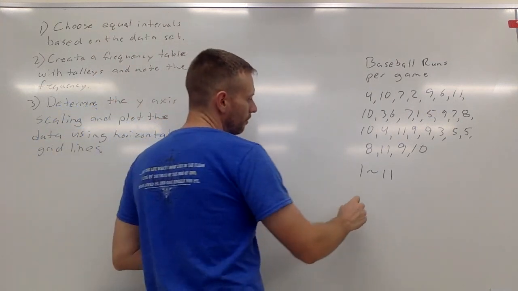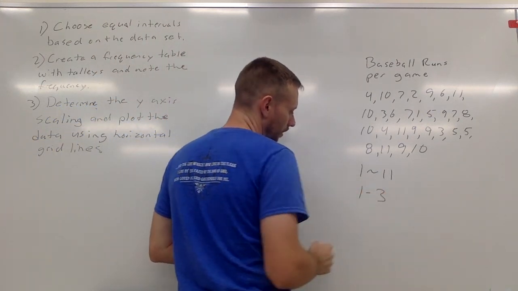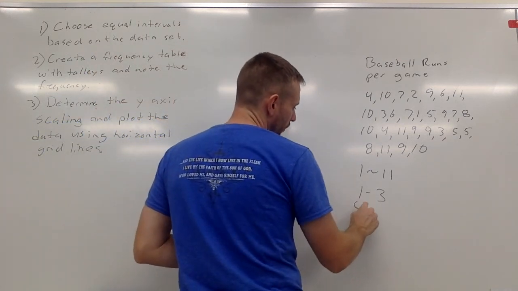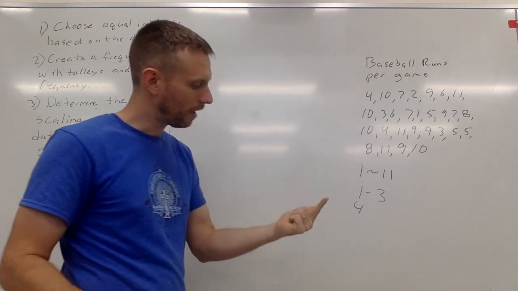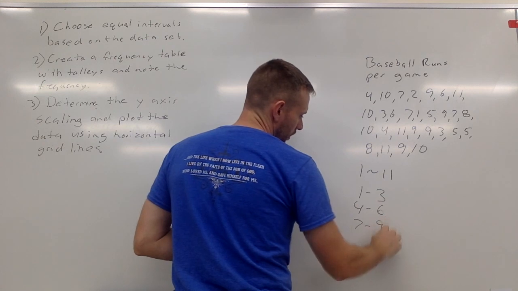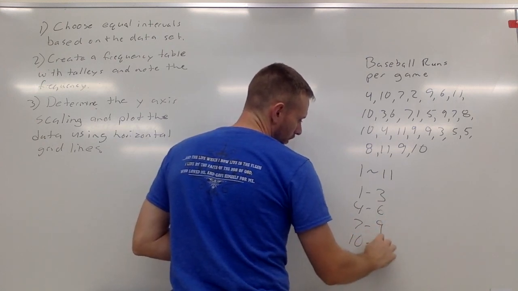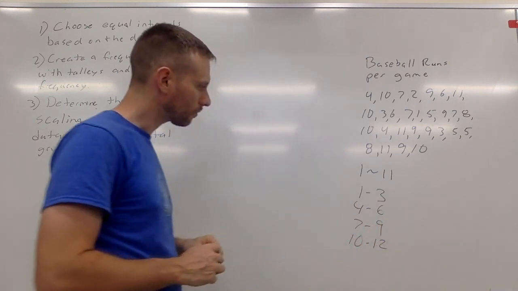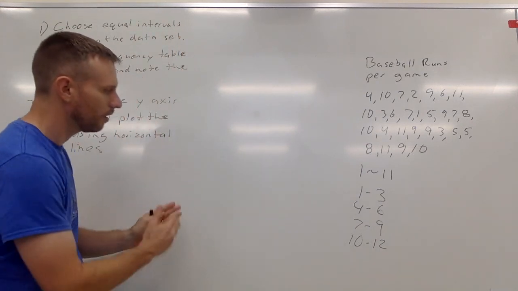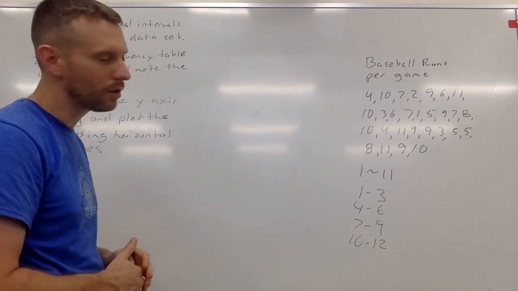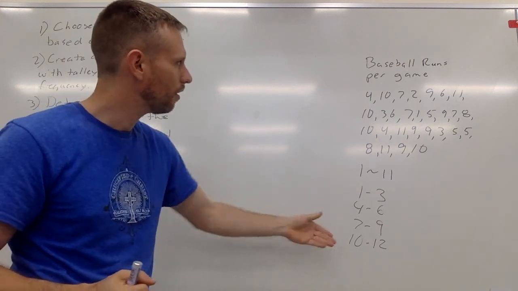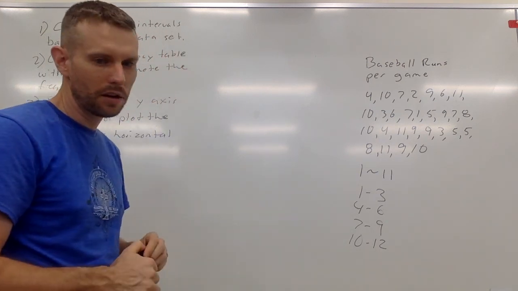So we could pick something like 1 to 3. So that's 1, 2, 3. That's 3 values. And then we could do 4, 5, 6, right? And 7, 8, 9, and 10, 11, 12. And I think that's going to be our best bet for this situation because that's going to give us a few different intervals or categories that we can use, and it does cover all of the data and data sets.